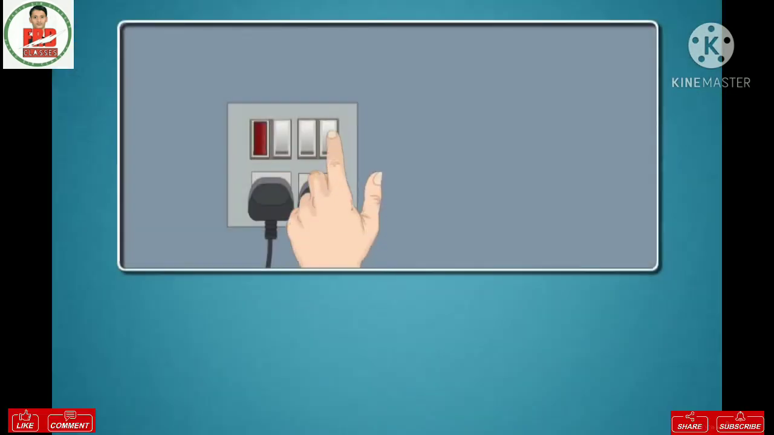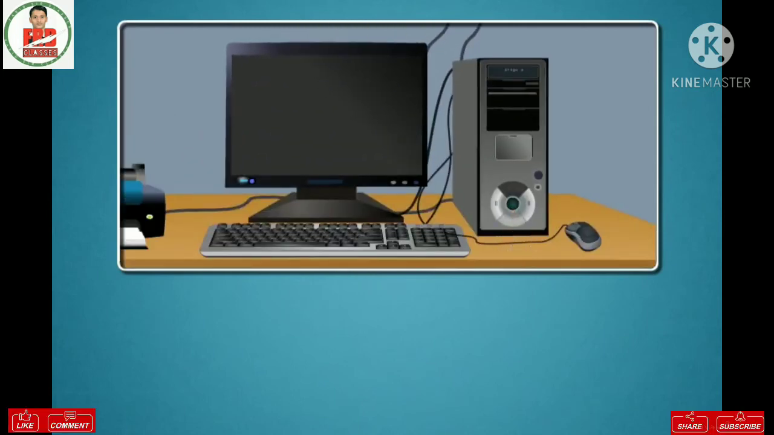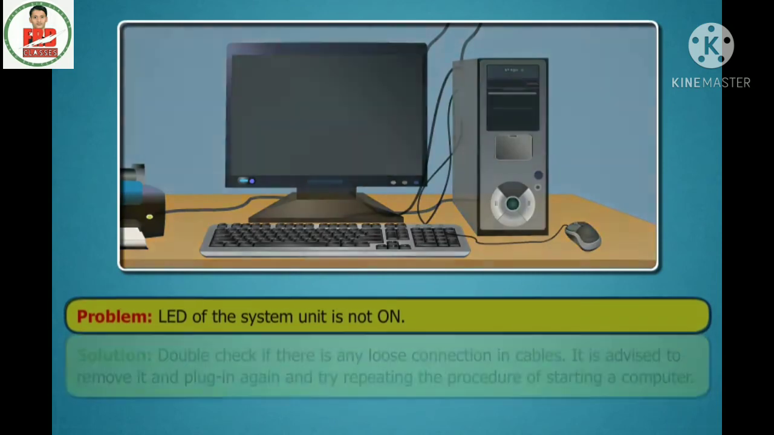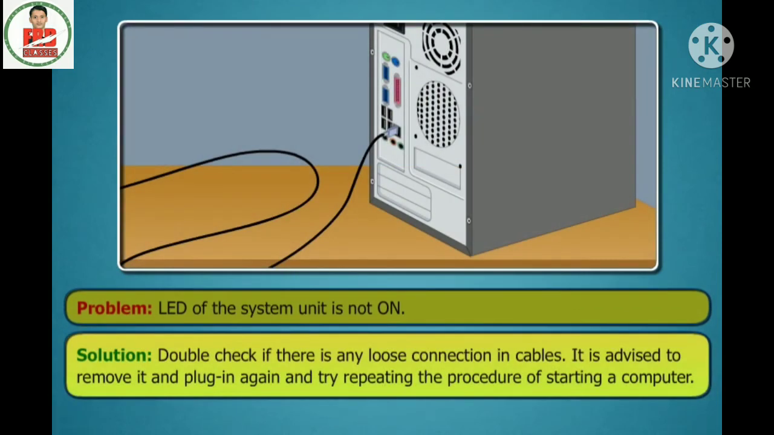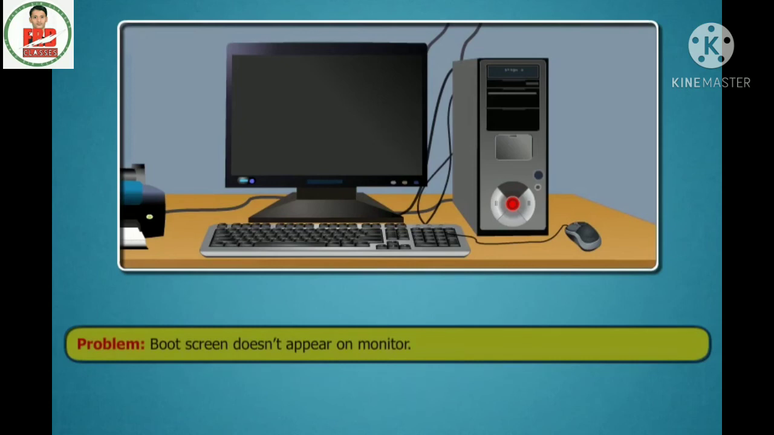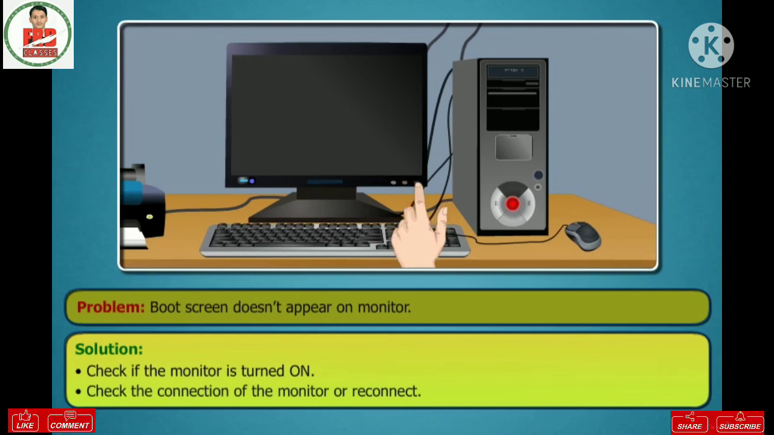We have switched on the power supply of the system unit and the monitor and pressed the power button on the system unit. Still, the LED of the system unit is not on and the system does not start. In this case, we need to double-check if there is any loose connection in the cables. It is advised to remove it and plug in again and try repeating the procedure of starting a computer. After starting the computer, if the boot screen doesn't appear on the monitor, check if the monitor is turned on. Check the connection of the monitor or reconnect.